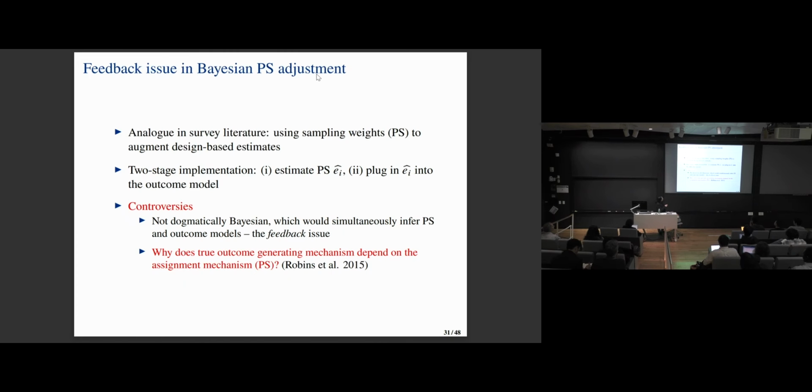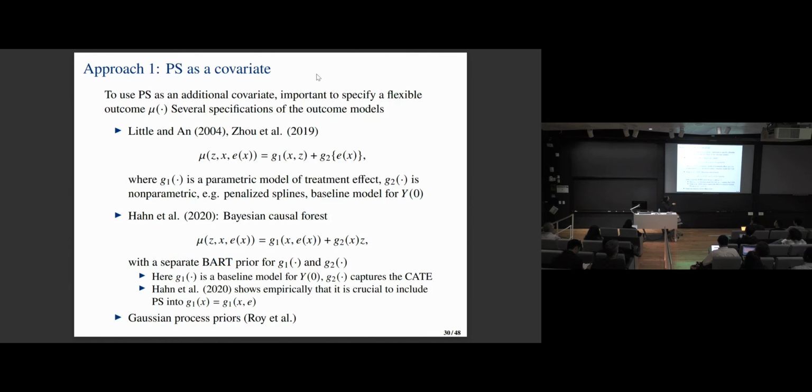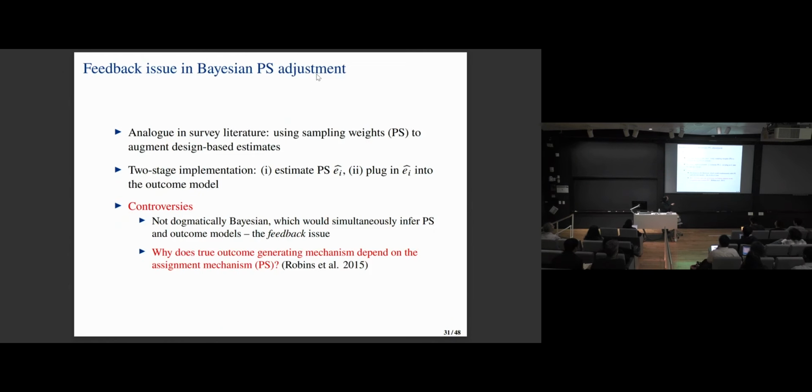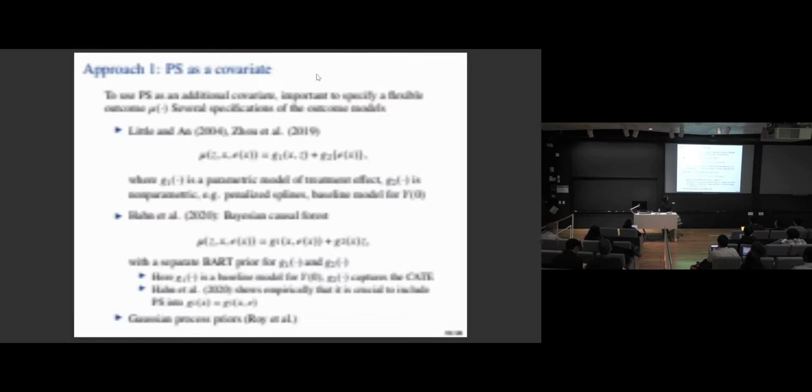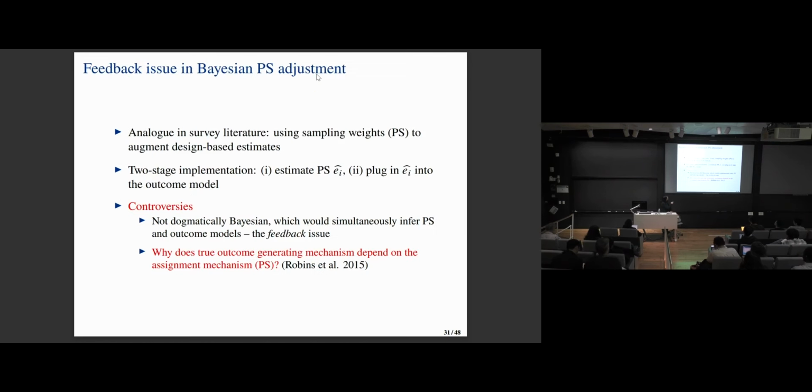But in practice, there's a practical issue: we don't know the propensity score in an observational study, right? We need to estimate it. So we need to have an e-hat. We estimate this and then plug the e-hat into the model we specified. Okay, so this is what we will do.